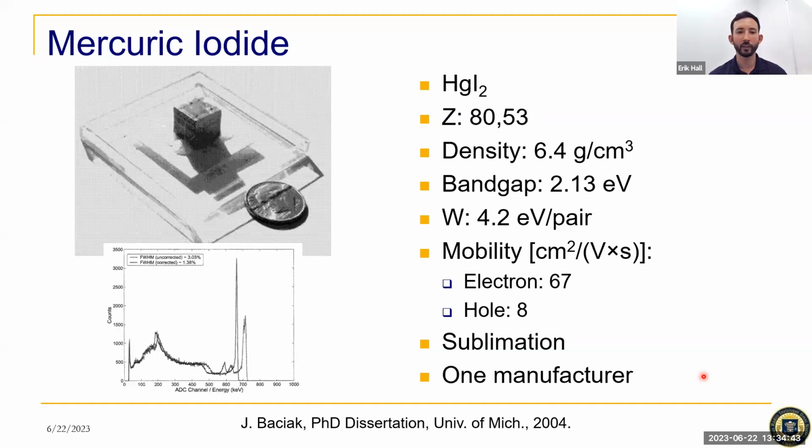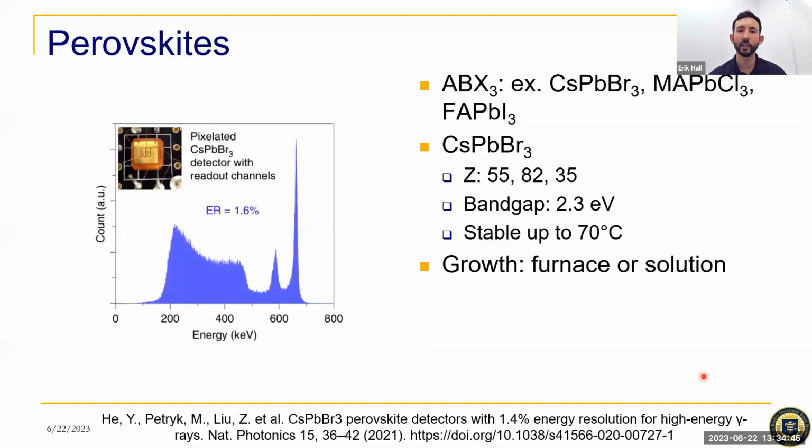And then the last material I have to go over today is perovskites. This is one of our hopeful areas of research for the future. A perovskite is anything with a material formula of ABX3, so examples would be two cations, one anion. Like cesium lead bromide, or methylammonium lead chloride, or formamidinium lead iodide.